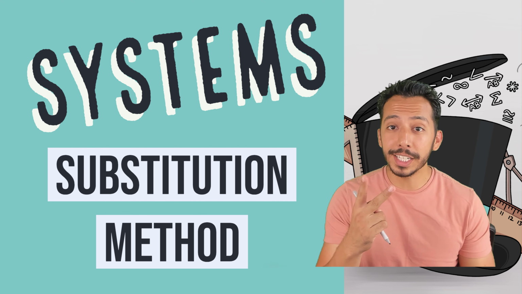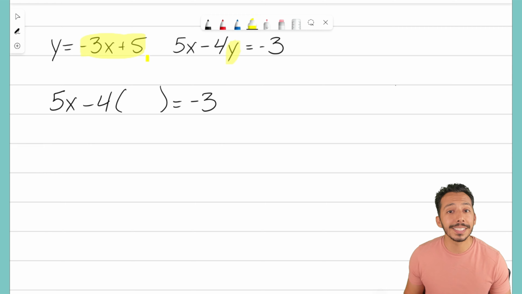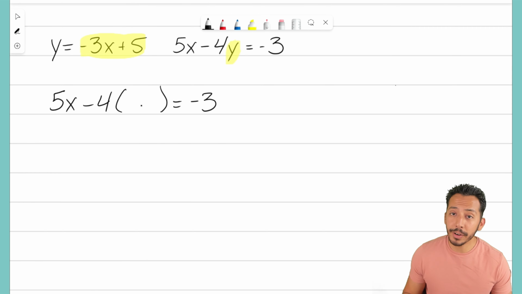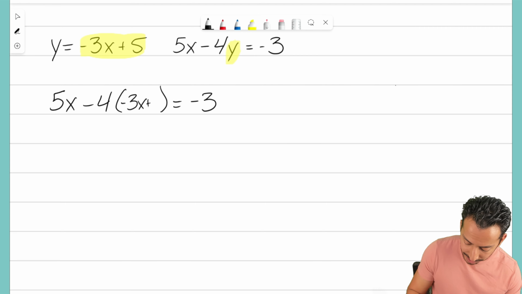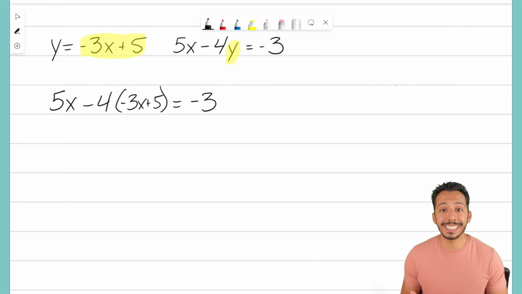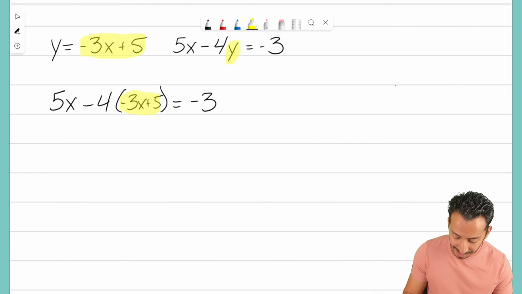It's not solved for a variable. Well, here's where we can use the substitution method to help us solve for that point of intersection. I'm going to take that more complicated equation, 5x minus 4y equaling negative 3. But notice, I did not write that y variable there because I know what y equals. We figured out in the first equation that y is equal to negative 3x plus 5. So instead of writing that y variable again, I'm going to write in what the first equation tells us. It tells us that y equals negative 3x plus 5. That is how you use the substitution method.